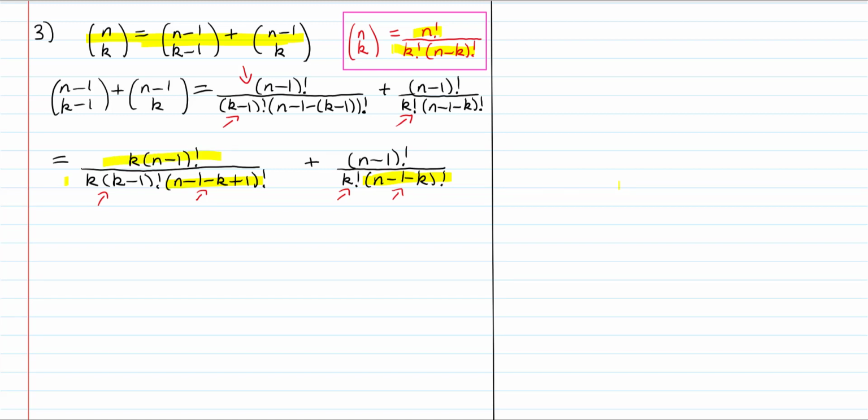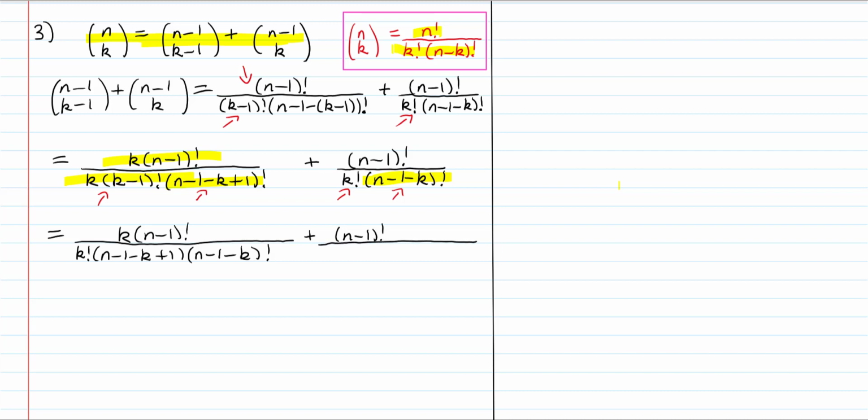So looking at this term here, that's going to be equal to k times (n-1)!, all over k! times (n-1-k+1) times (n-1-k)!. And then our next term is going to be plus (n-1)! all over k! times (n-1-k)!.